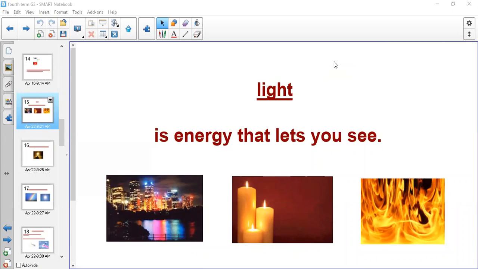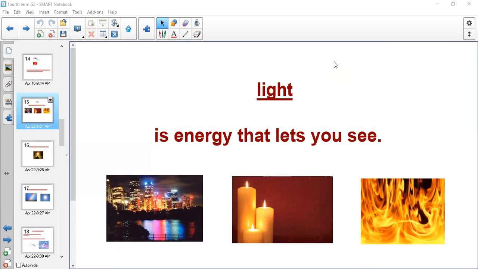Today we'll start with the second lesson in chapter 11. It's about what is light. Remember when we talk about energy, we said that energy is something that can cause matter to move or change. And we said that we have three forms of energy. What are they? Heat, light, and sound. Today we will be introduced to the second form of energy, which is light.